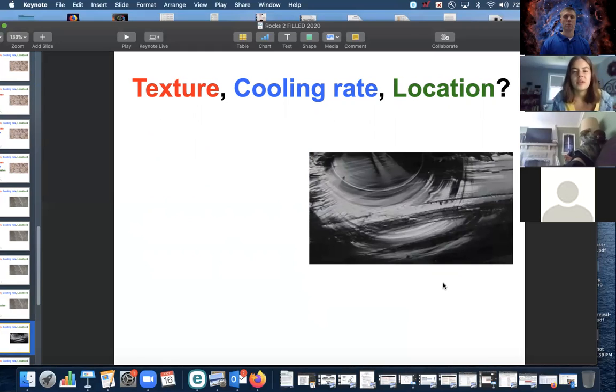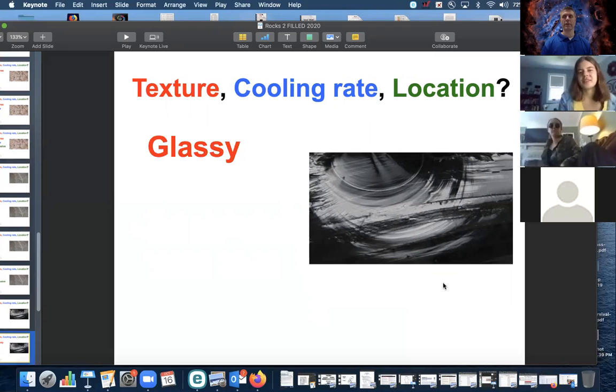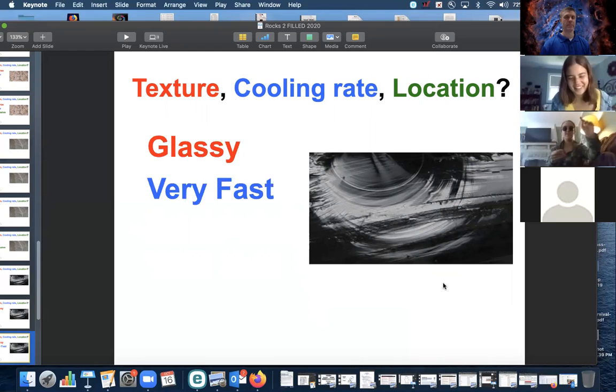What about that one? Is that coarse, fine, or glassy? Glassy. It is glassy. Good. What's the cooling rate of glassy? Is that slow, fast, or very fast? Slow. Not that. Opposite end of that. Fast. The more opposite end. Very fast. Very fast. Good.